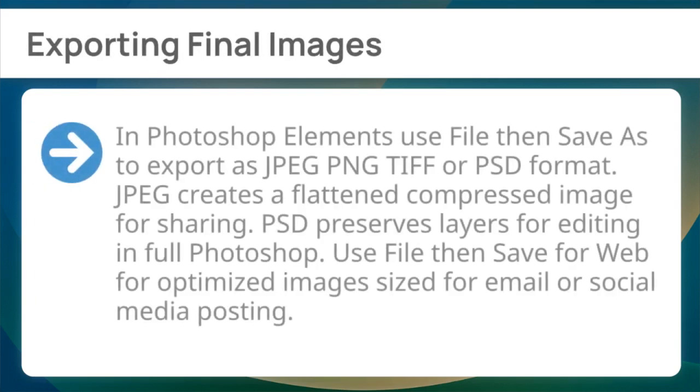Finally, exporting final images. In Photoshop Elements, use File, then Save As, to export as JPEG, PNG, TIFF, or PSD format. JPEG creates a flattened, compressed image for sharing. PSD preserves layers for editing in full Photoshop. Use File, then Save for Web for optimized images sized for email or social media posting.